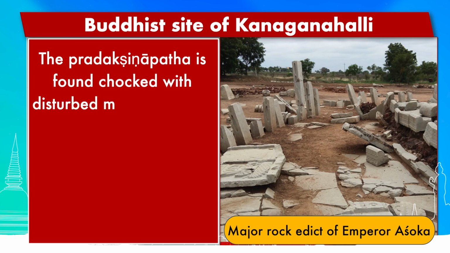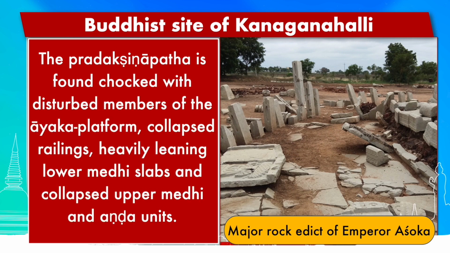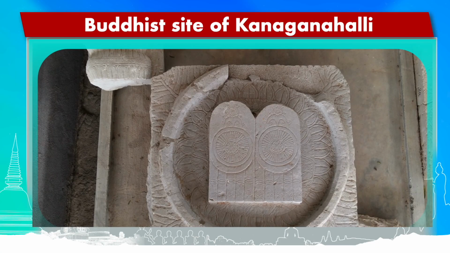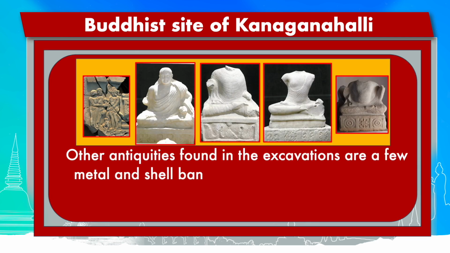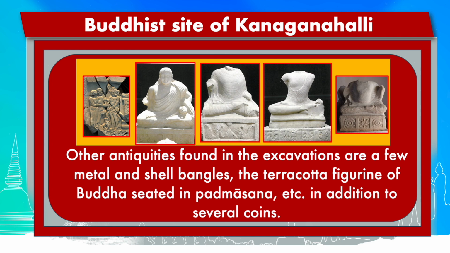The Pradakshina path is found choked with disturbed members of the ayaka platform, collapsed railing, heavily leaning lower medhi slabs and collapsed upper medhi and drum units. The excavation has laid bare many Buddha padas, sculptures of seated Buddha, fragments of chhatris, inscribed pillars, animal friezes and pillar capitals of different types. Other antiquities found in the excavation are a few metal and shell bangles, the terracotta figurine of Buddha seated in a Padmasana, etc., in addition to several coins.